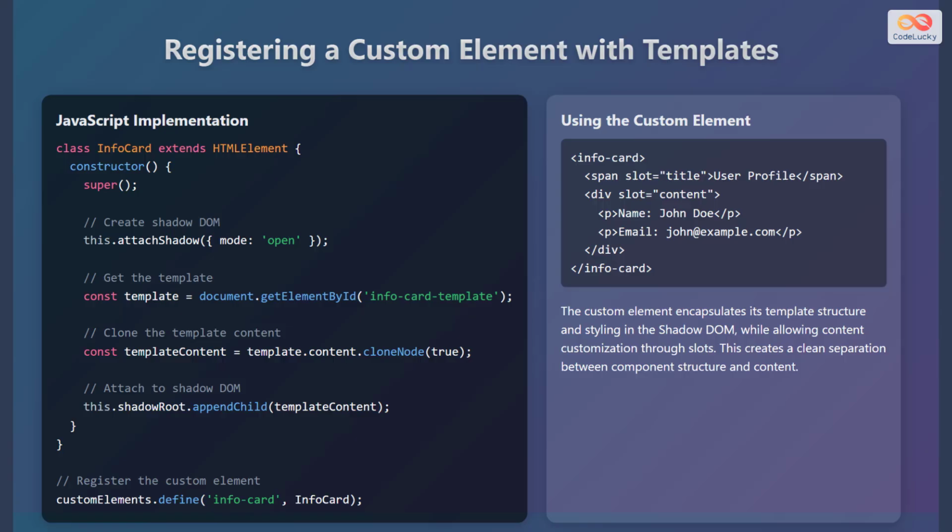Here is how to use the custom element. Use the opening and closing InfoCard tags. Within those tags, there is a span element with the slot attribute set to title, and its text is user profile. There is a div element with the slot attribute set to content. Within this div, there are two paragraph elements, one for the name John Doe and another for the email john@example.com. The custom element encapsulates its template structure and styling in the shadow DOM, while allowing content customization through slots. This creates a clean separation between component structure and content.